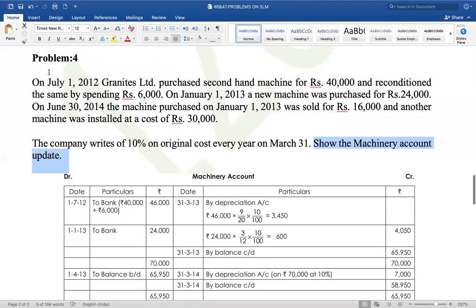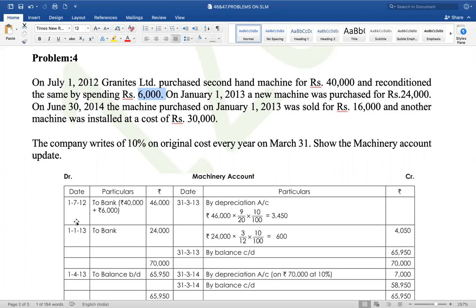Look at this. Granites Limited purchased a machine for 40,000 and reconditioned for 6,000. So 40,000 plus 6,000, 46,000 is the value. And what's the entry? Machinery account debit to bank. How much? 46,000. If there's a sale, we will credit it. But in this year, is there a sale? That is in 2012 and 13.